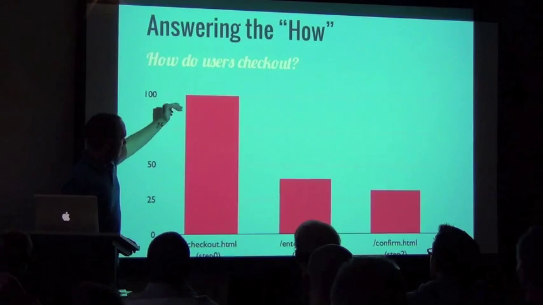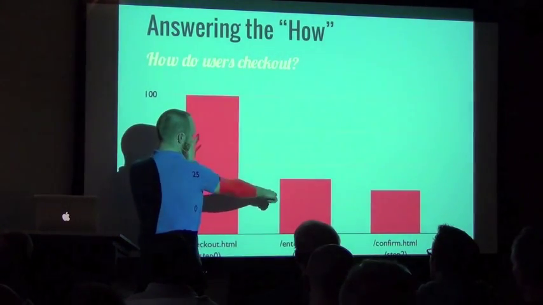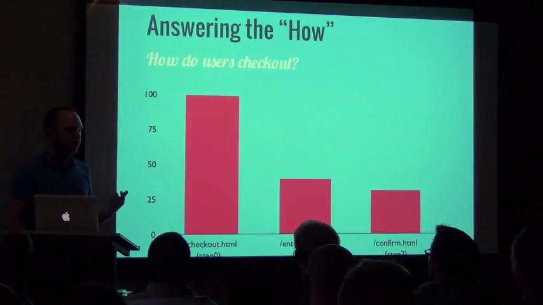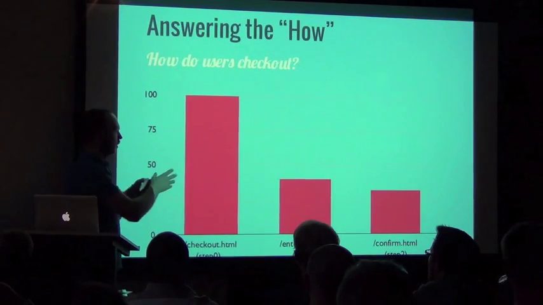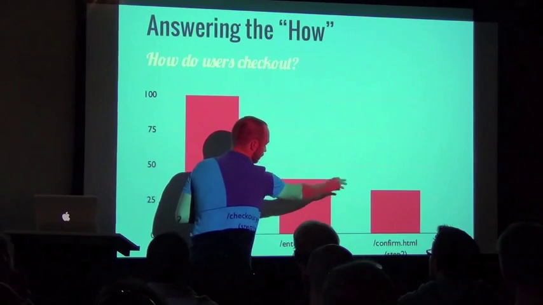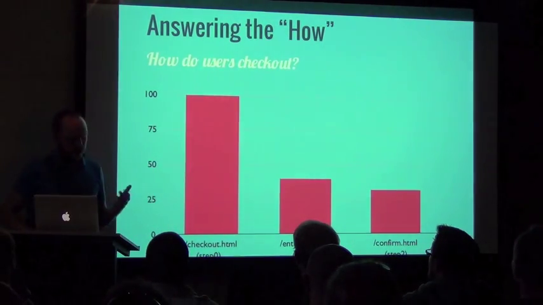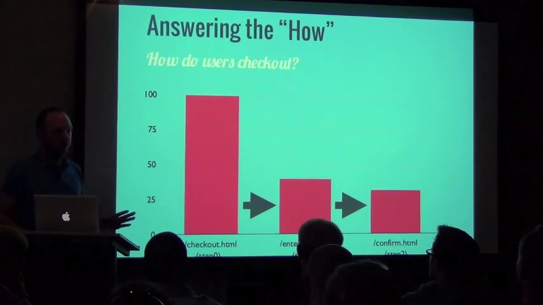So you can see, people going to the checkout page, a lot of those people drop off by the time they get to the credit card information page. So if you really want to fix your process or your website, you want to focus right here, because once they get to this page right here, most of them are finishing the process. So it goes left to right. Does that make sense?